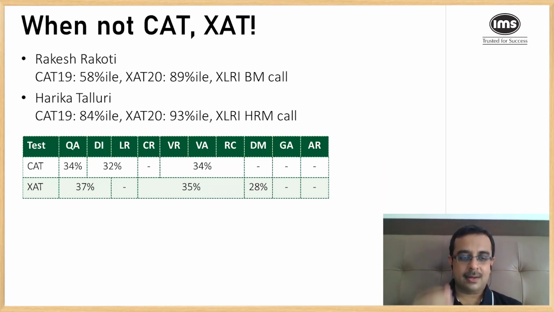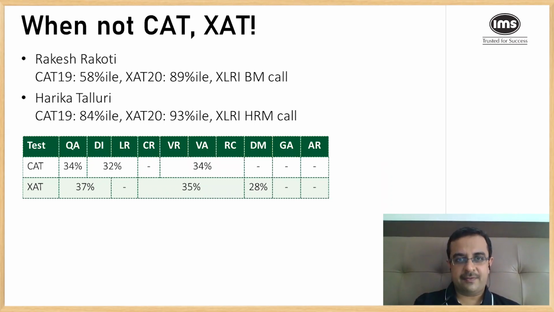Now, if you look at the CAT, I'm sure most of you would be aware, the CAT has 100 questions broken down into 3 sections. The quant section has 34 questions, the DI and LR section has 32, and the verbal section has 34 questions, making a total of 100. So it's almost evenly split between each of these three sections.